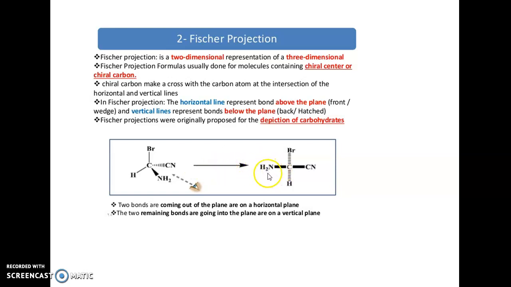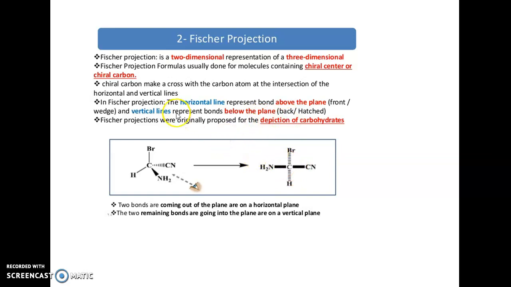Here what we can say is, the horizontal line we see in the front. So this is the horizontal line, the bond with nitrogen, the bond with carbon in cyanide, which are present above the plane, can be given by wedge. The vertical lines, the bond with bromine and hydrogen, are below the plane and they are shown by hatched structure.